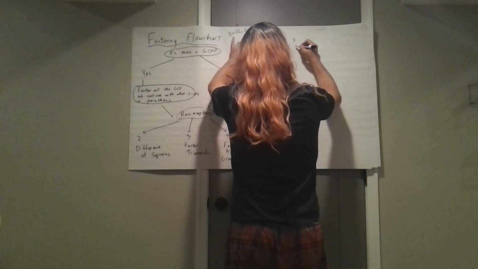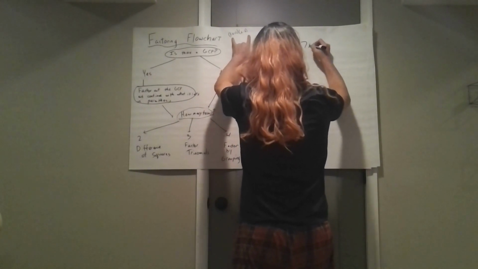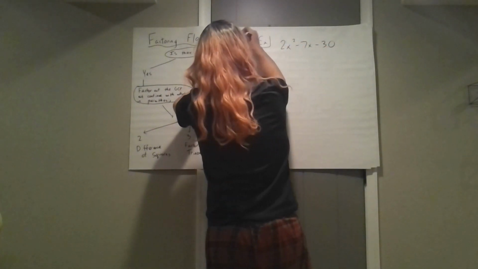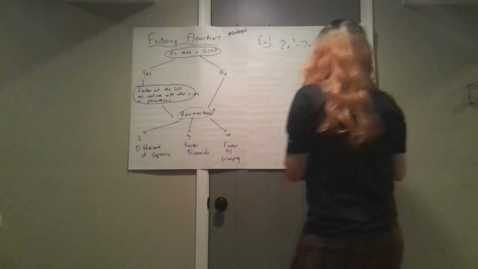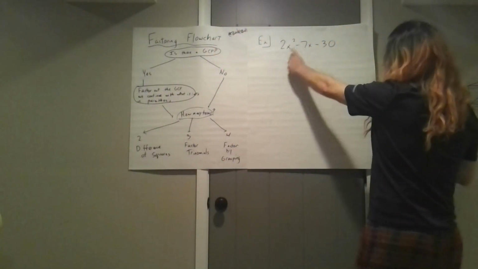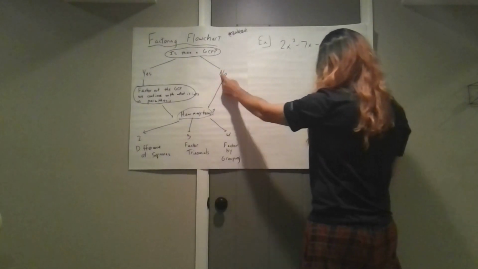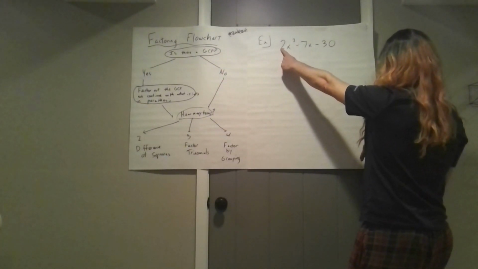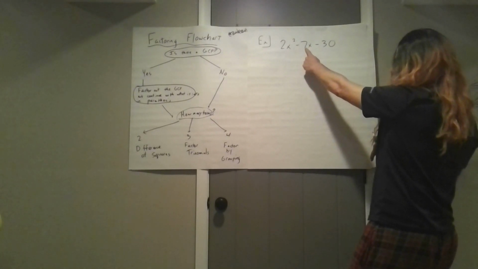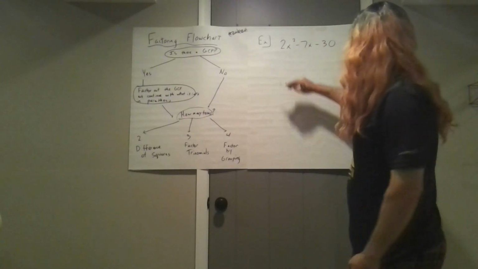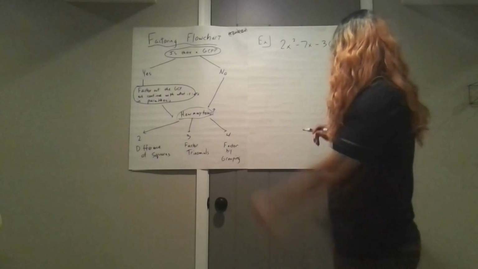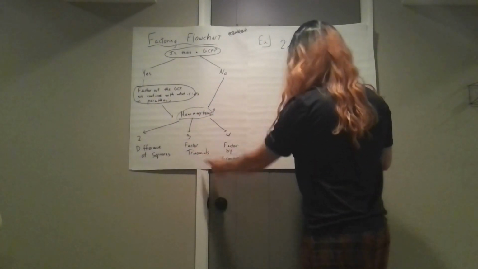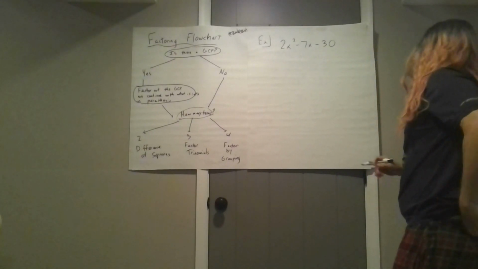So 2x squared minus 7x minus 30. All right, is there a GCF? In this case, the answer is no. Feels like you might want to pull out a 2, but 2 doesn't go into 7. So these do not have a GCF. How many terms? 3. So we're just going to factor the trinomial.